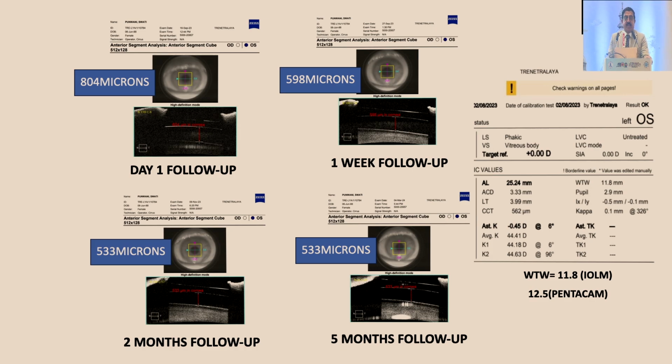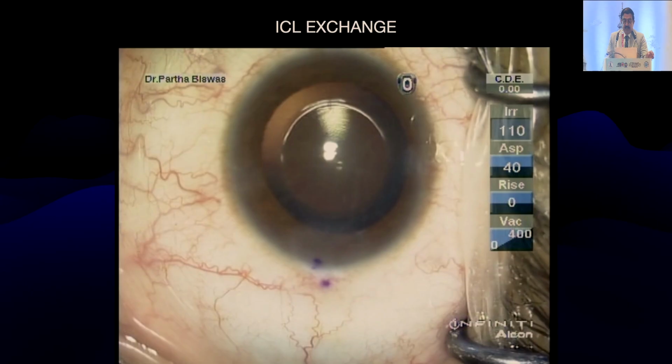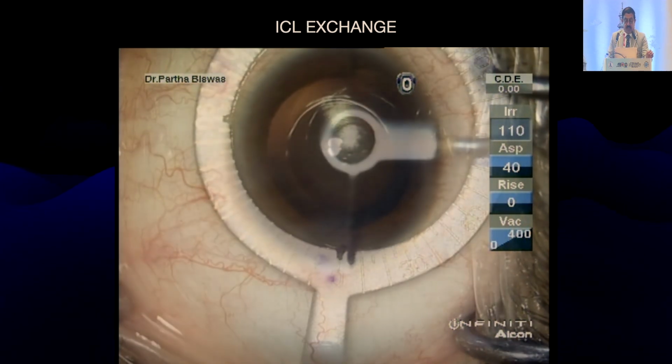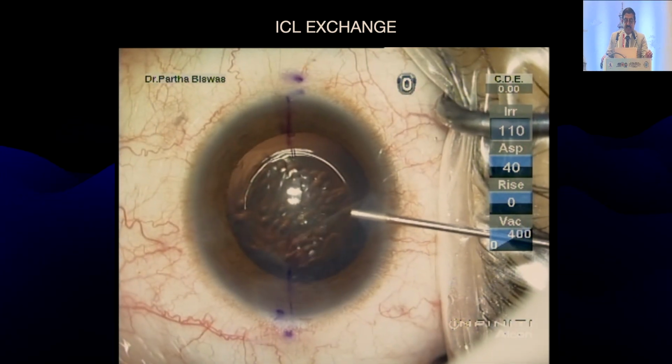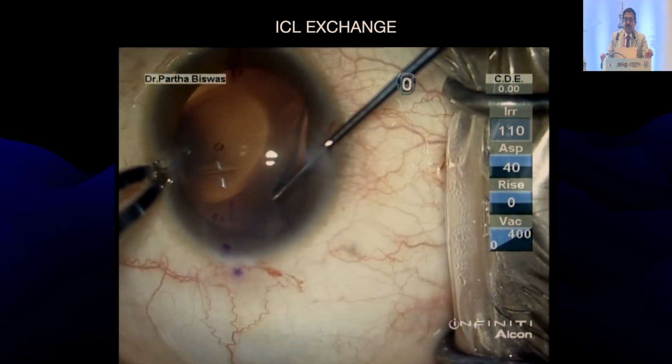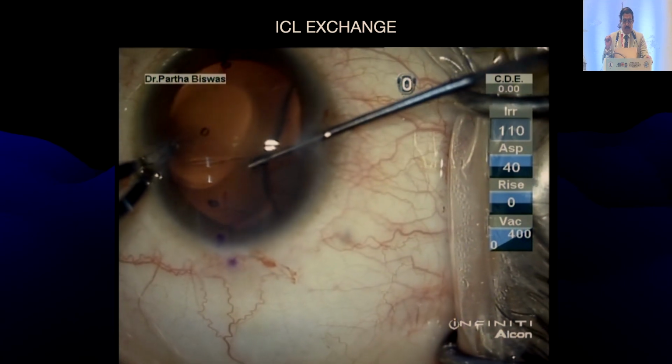So let's not be too hasty in explanting an ICL, but if it has to be explanted, it is not a difficult thing to do. So a quick show of how we explanted this ICL, and it was a toric ICL. So it's not difficult, but the right technique has to be done.